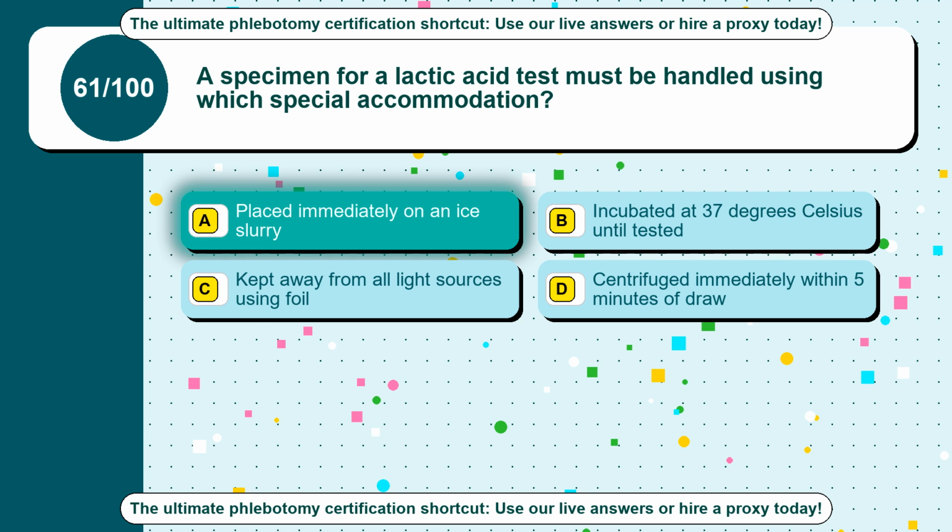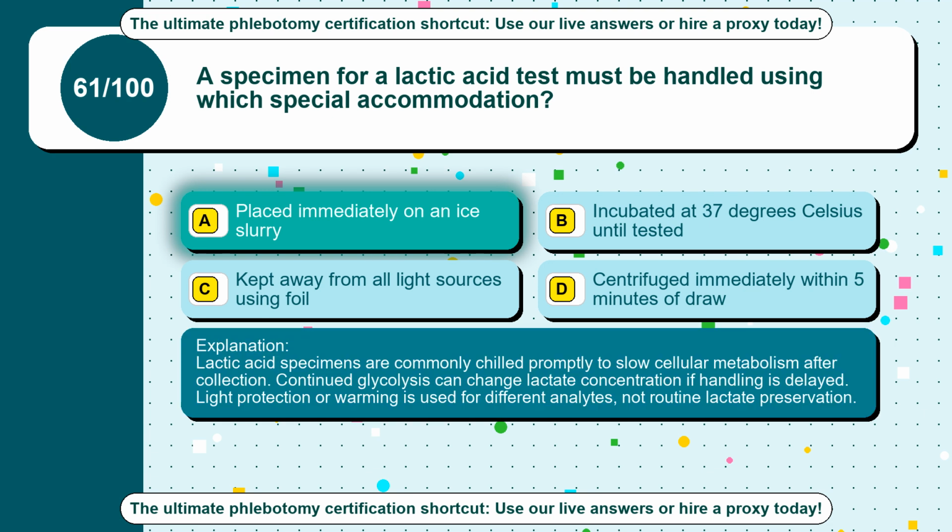The correct answer is option A. Placed immediately on an ice slurry. Lactic acid specimens are commonly chilled promptly to slow cellular metabolism after collection. Continued glycolysis can change lactate concentration if handling is delayed. Light protection or warming is used for different analytes, not routine lactate preservation.